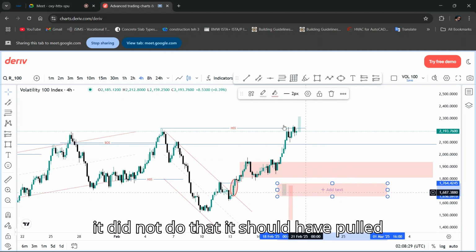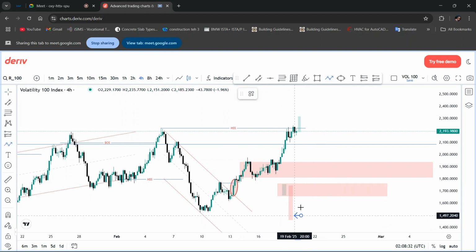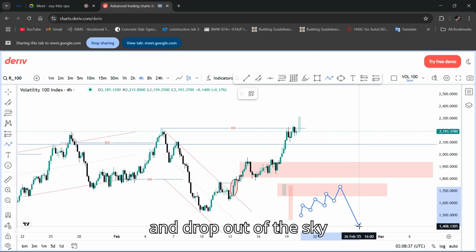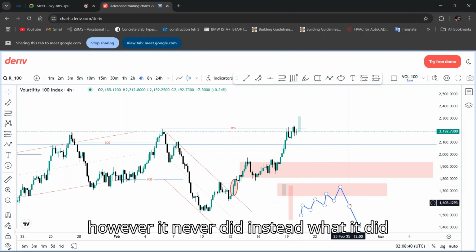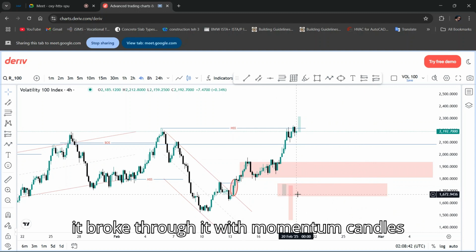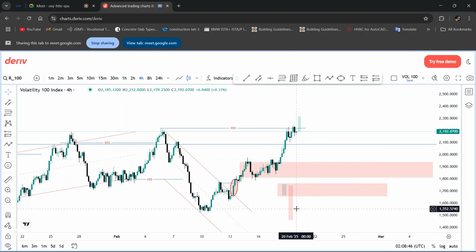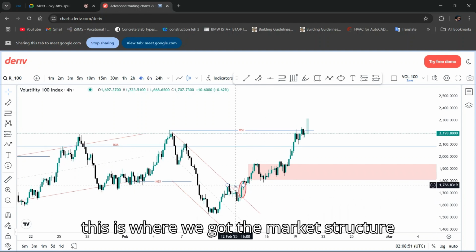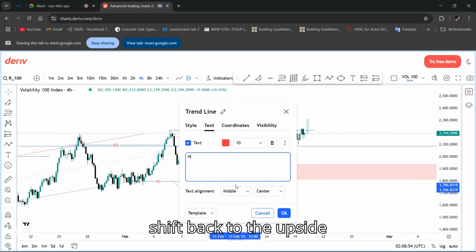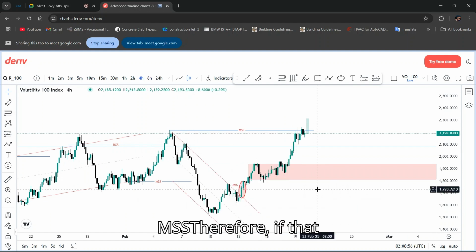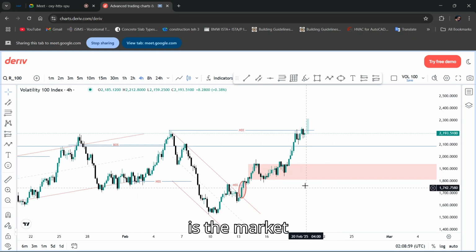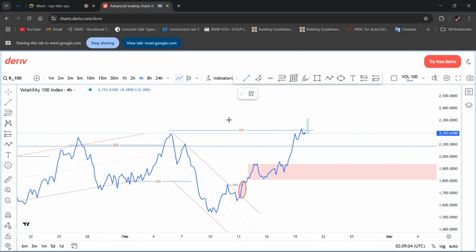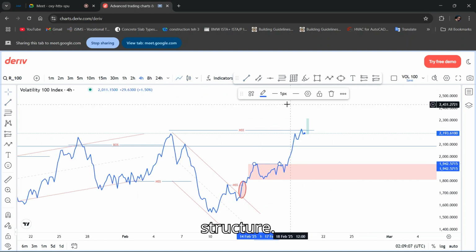But it did not do that. It should have pulled back into it and dropped out of the sky. However, it never did. Instead, it broke through it with momentum candles. Again, you're not afraid. You have to read the market. So this is where we got the market structure shift back to the upside, MSS. Therefore, if that is the market structure shift, then this is where we had the break of structure.